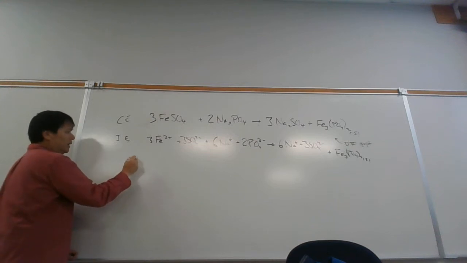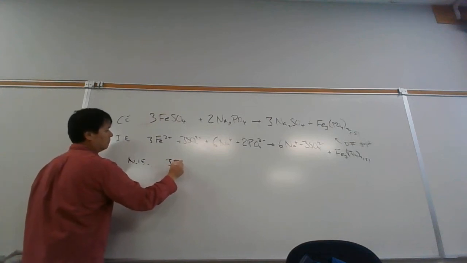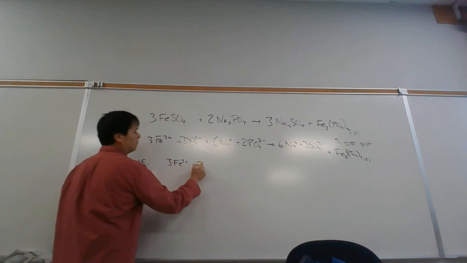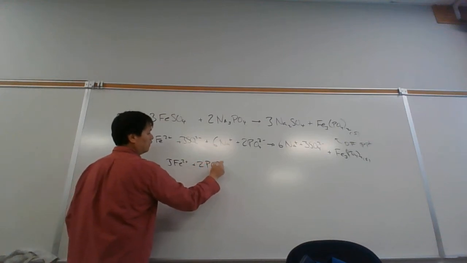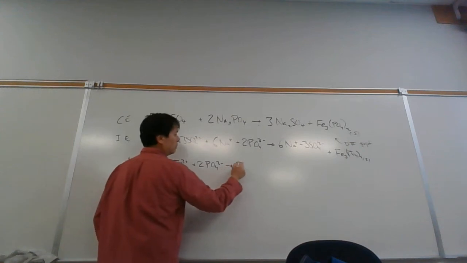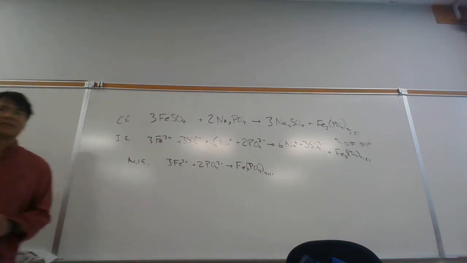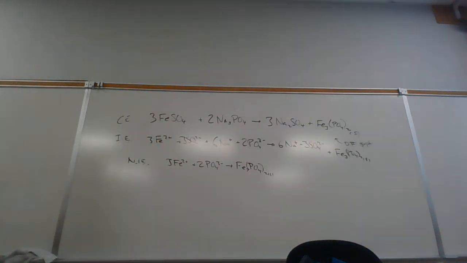Okay, and then the NIE for this? So 3 Fe2+ plus 2 PO4 3-. There's also Fe3(PO4)2. Okay, so that would be it. So this is just your typical precipitation reaction, double replacement.